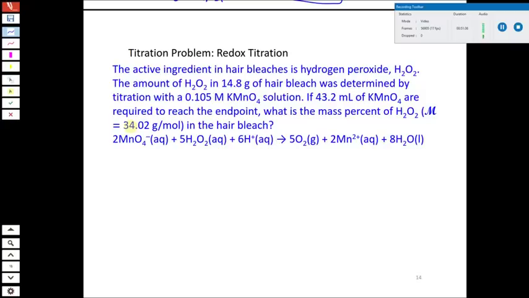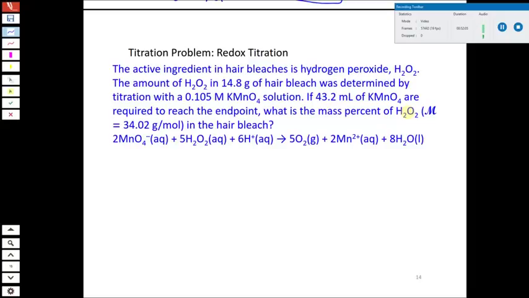And we want to determine what's the mass percent. So we have 14.8 grams of that hair bleach solution, and we titrate it with KMnO4 solution. So MnO4 minus being the reactive anion, the piece that's important, potassium just being a spectator. If we use 43.2 milliliters of that solution to reach the endpoint, what is the mass percent of H2O2? So we can, again, use titrations to figure out some unknown concentration or unknown quantity.